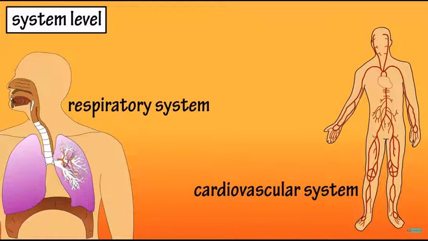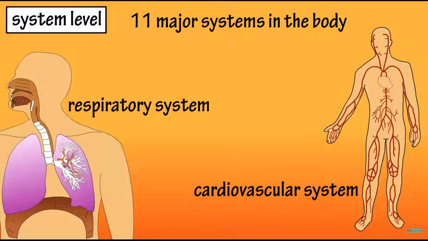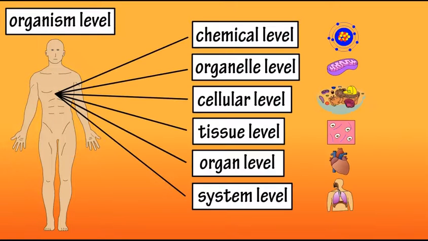The next level of organization in the body is the system level. Systems are comprised of organs that, by working together, can perform more complex types of functions in the body. There are 11 major systems in the body. Many times systems work together to accomplish different needs of the body, such as the respiratory system takes oxygen in, and the cardiovascular system transports the oxygen to various parts of the body. The organism level is the last level. The overall human organism is made up of all the previous levels we just covered.